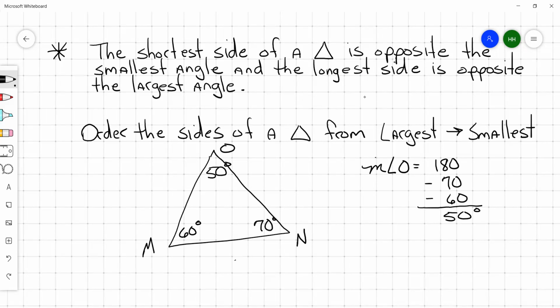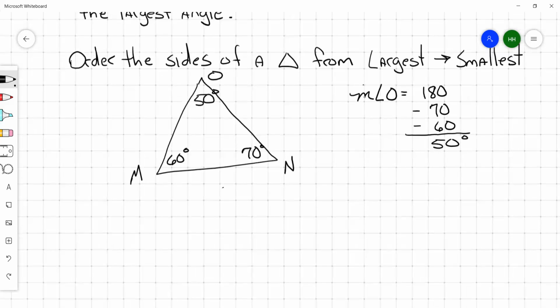Now we need the longest side, the medium length side, and the shortest side. So the longest side is going to be opposite the largest angle. So 70 is your largest angle. Here's the 70. The side opposite the 70. Another easy way to remember this is that if angle N is your largest angle, well, then the side that has the other two letters is going to be the longest side. So this is going to be MO.